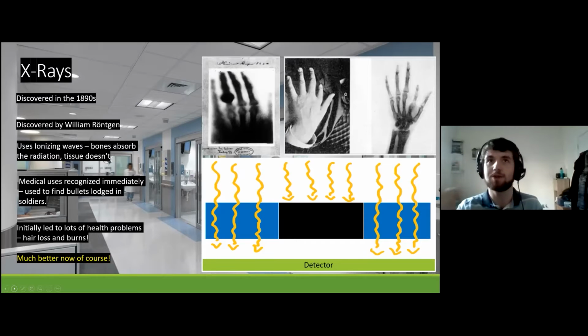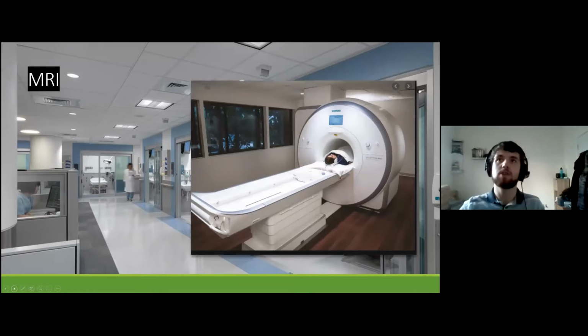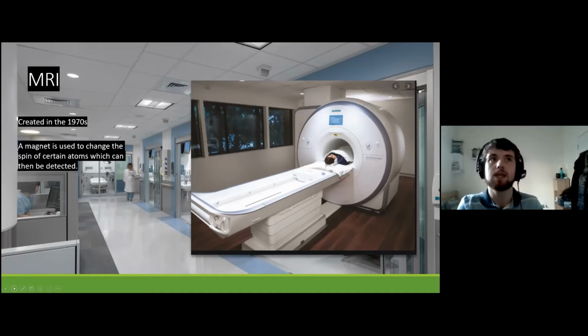And so X-rays have, as you know, loads of uses, and the medical applications of X-rays were recognized pretty much immediately. In the late 1890s was the first time they were used. They were used in a surgery to remove a bullet from a soldier's, I believe, either his neck or his back or something like this. But the bullet was found using X-rays.